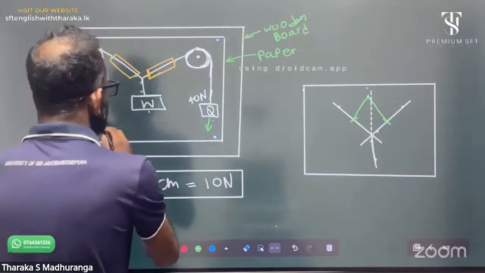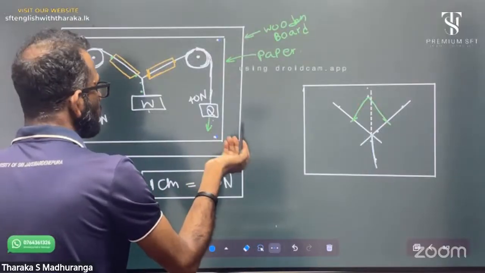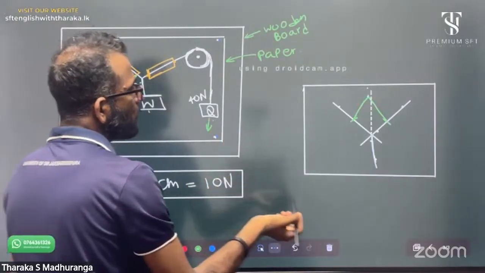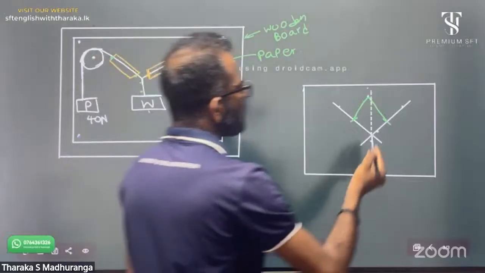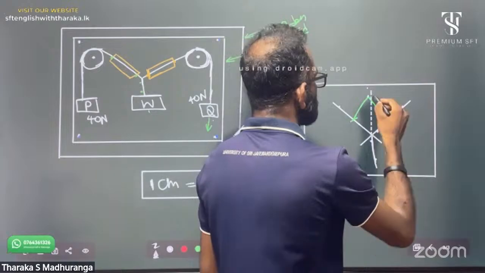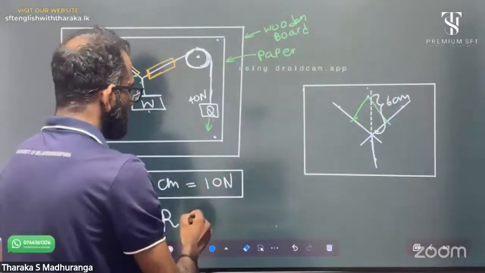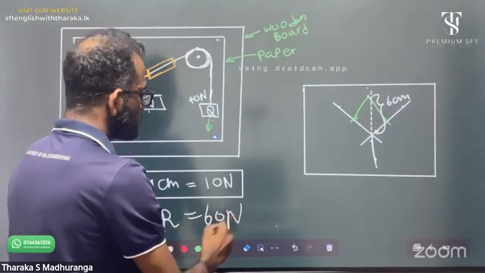Okay, now if you want to get the resultant force, you can measure the length of this diagonal. Let's say it is 6 centimeter. Then the resultant force, with 1 centimeter representing 10 Newton, is 60 Newton.